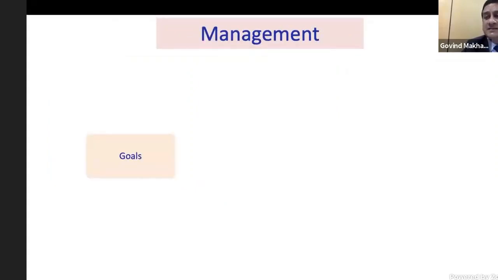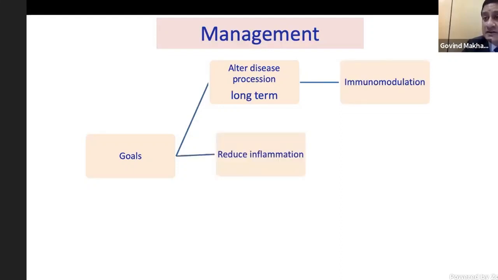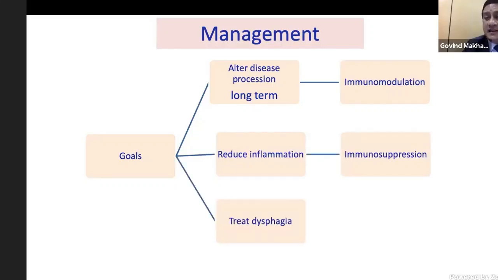So how do we treat these patients? What will be our goal? The first goal of any disease treatment is to alter the progression of the disease. This will change the disease's natural history, and this is the most important part to my mind. It is done by removing the etiological factor. You reduce inflammation by giving immunosuppressive therapy. And if there is an end result of dysphagia, then you treat dysphagia by esophageal dilatation.